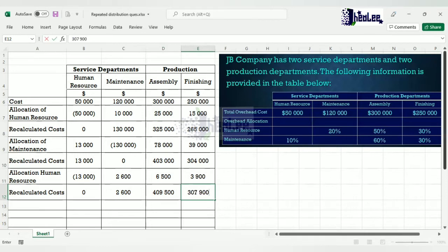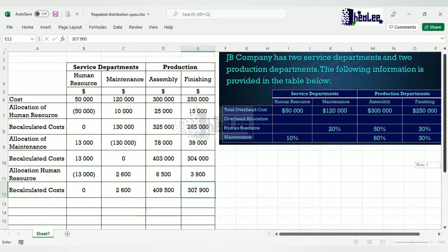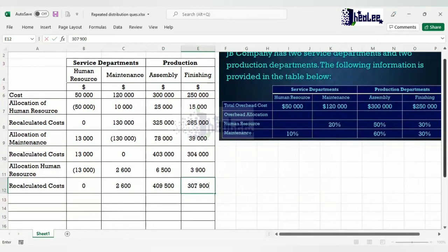Now remember, you need to continue the allocation as we're doing the repeated distribution. So you're distributing until a service cost is minimal. Okay? Oftentimes a question will tell you the value, when you get to a particular range, then you can stop. Or it may say to do 2 steps or 3 steps. So let us continue our distribution. Say, for example, this 2,600 that is now in the maintenance department is not so minimal. So we're going to continue to distribute.